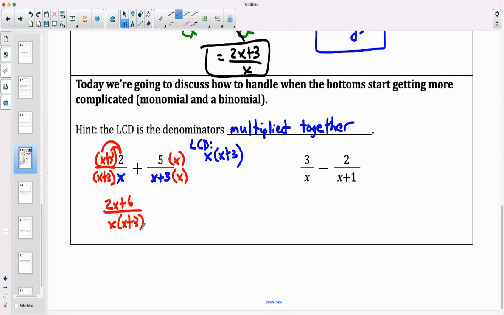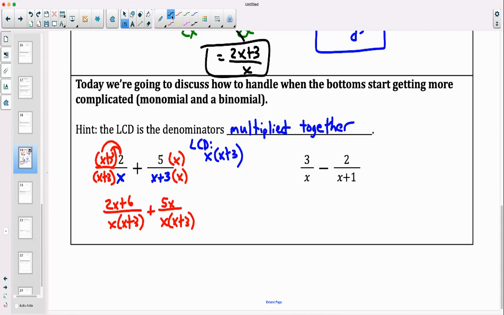It's going to be ugly, but that's going to be the way we would have to look through it. 5 times x is just 5x. On the bottom, we have x and x plus 3. Okay, I'm not supposed to distribute down there. I'm not supposed to do anything. I'm just taking the two denominators and smushing them together.